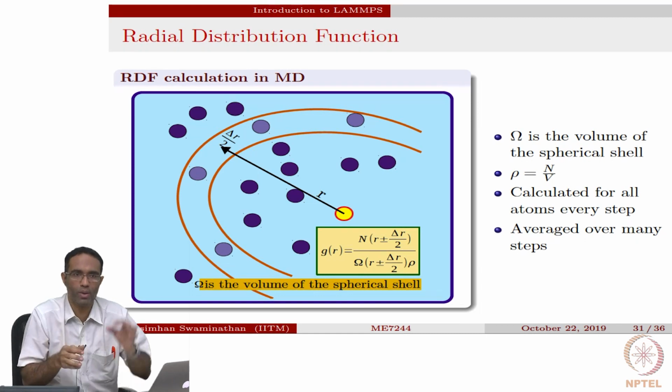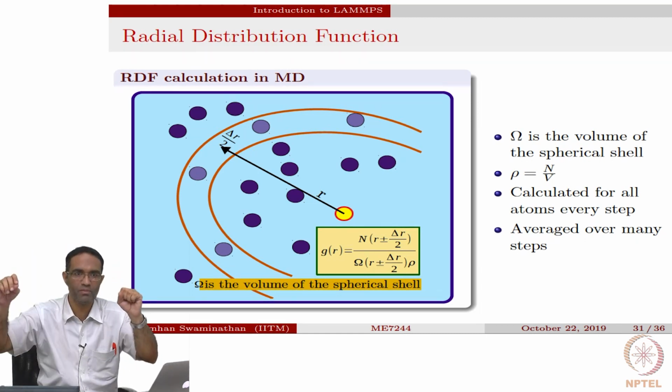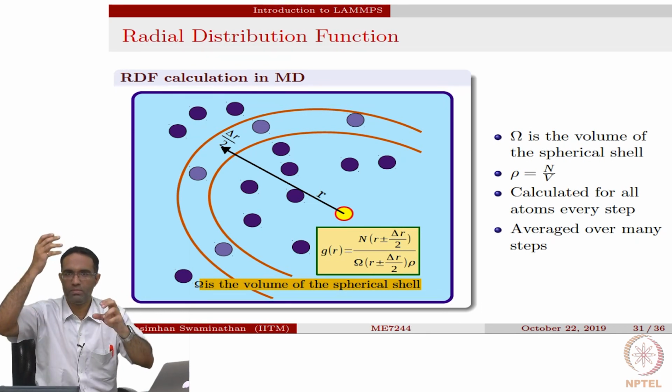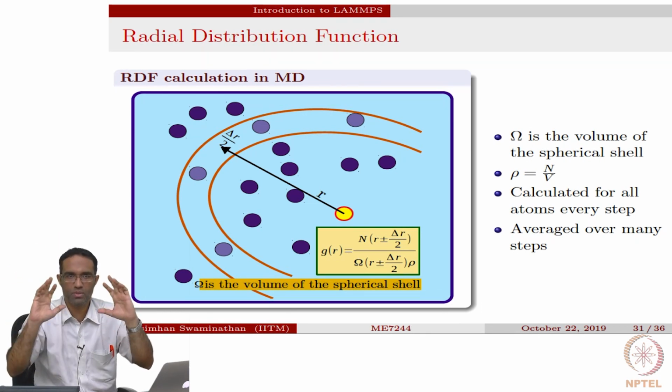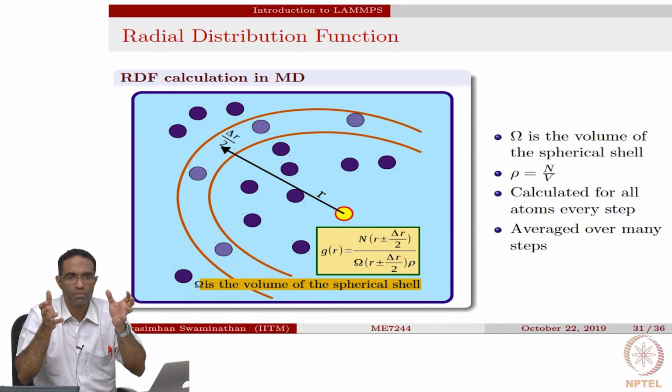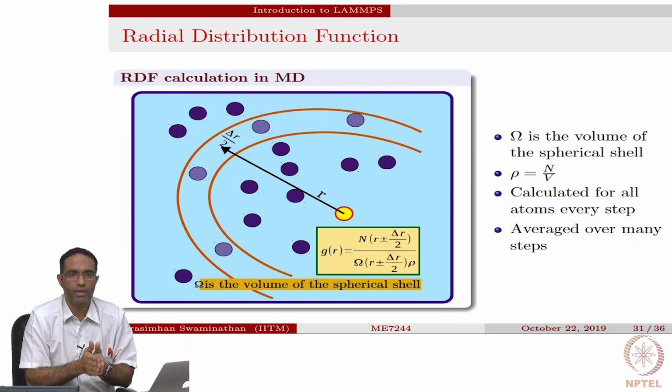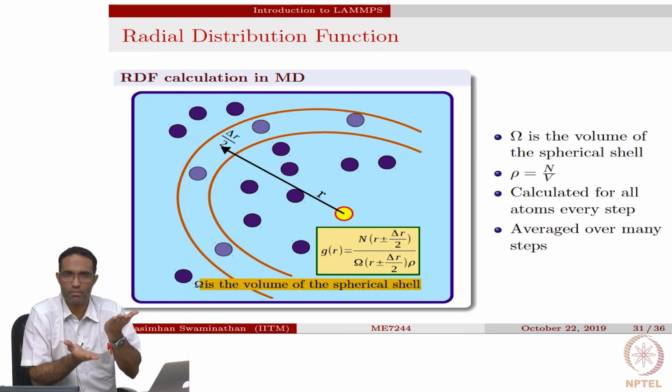So there are two averages. One is you do this for every single atom and then average that over time. Is that clear? So this quantity g of r is going to be a vectorial quantity where for every distance r you have a particular value of g of r.